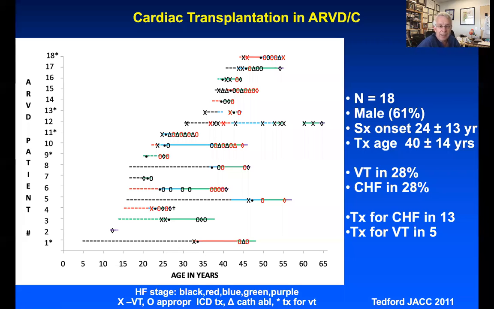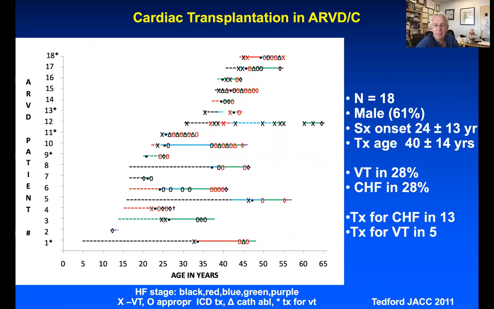Speaking of heart failure, this is a series of patients who needed a transplant for ARVD. This shows age on the vertical axis, and each line is a patient telling their story. And the point is, these are patients diagnosed with ARVD at a relatively young age.